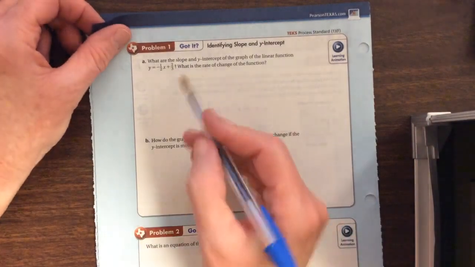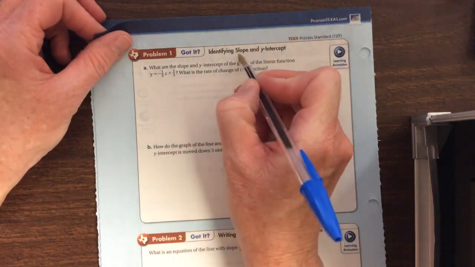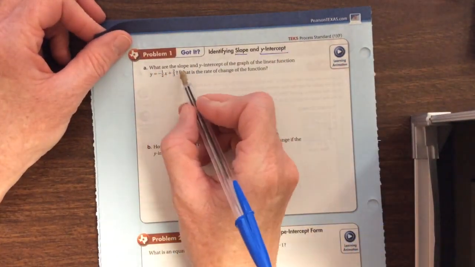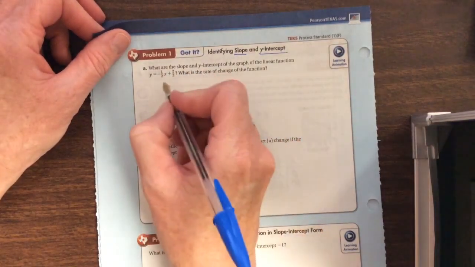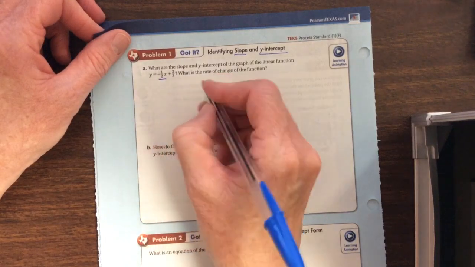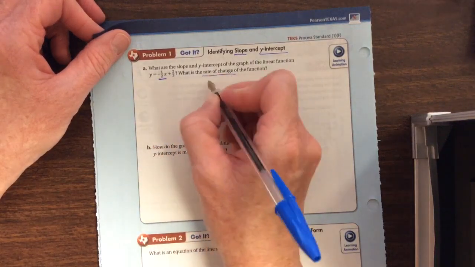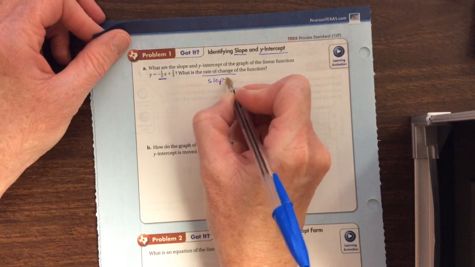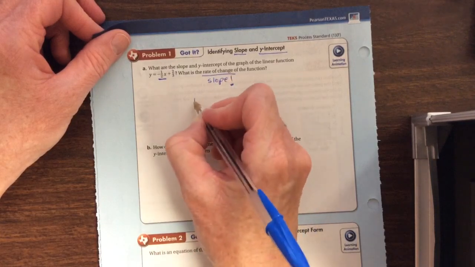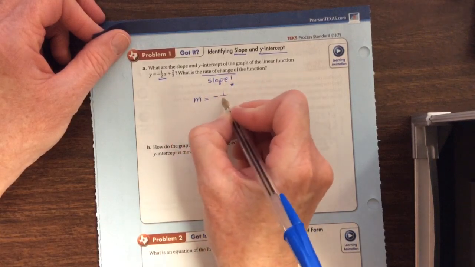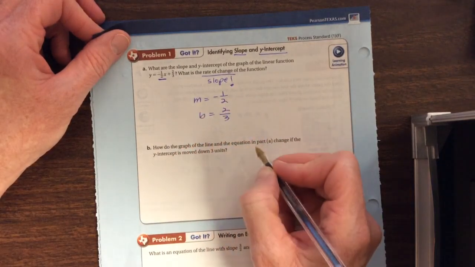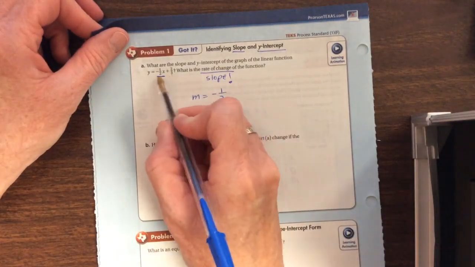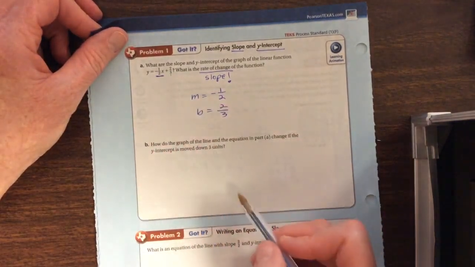Okay, here we go. On this side, so we want to identify the slope and the y-intercept. What are the slope and y-intercept of the graph of the function? Well, whatever is next to the x is your slope. That is your rate of change. So we know m equals -1/2, and we know b equals 2/3. And we know this is non-proportional because there's two numbers and it has a y-intercept.